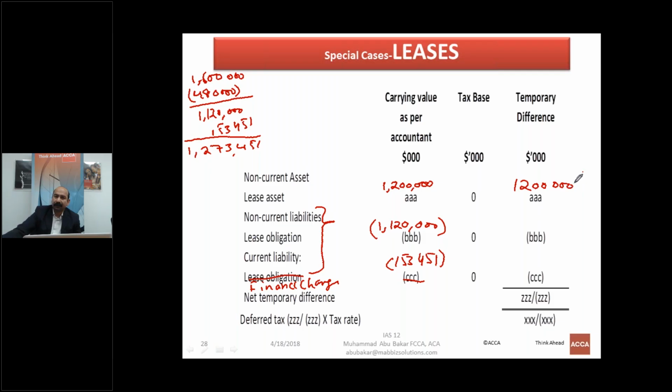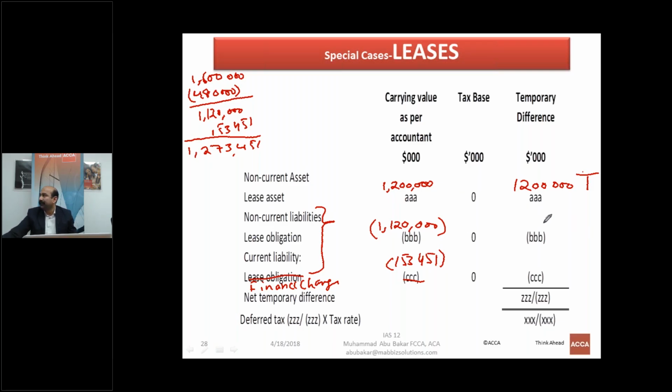And this is basically a taxable temporary difference, because we learned the rule that if the carrying value is higher than the tax base, then this will create a taxable temporary difference. So this is taxable temporary, I will mention here T. Here this is a liability. The carrying value of the liability is higher than the tax base.